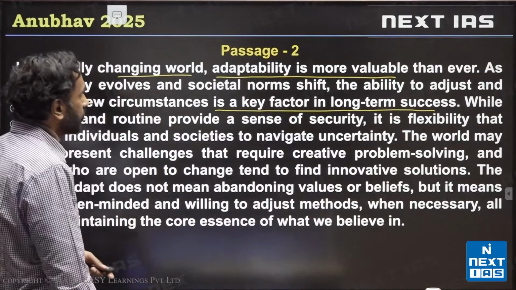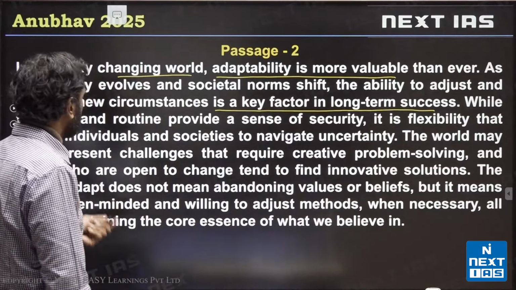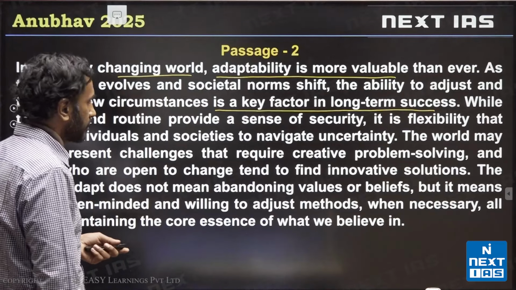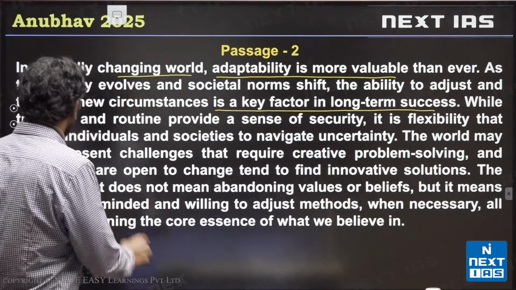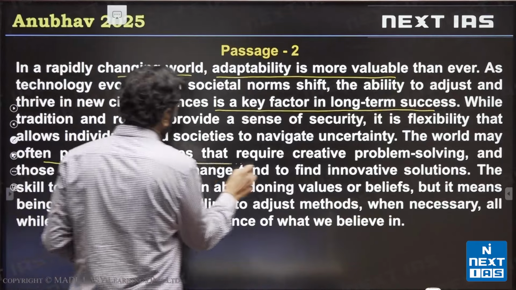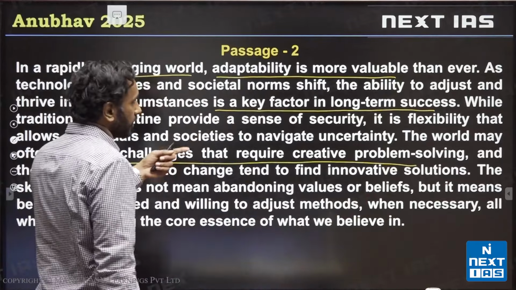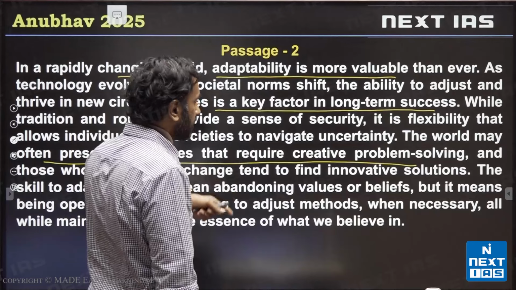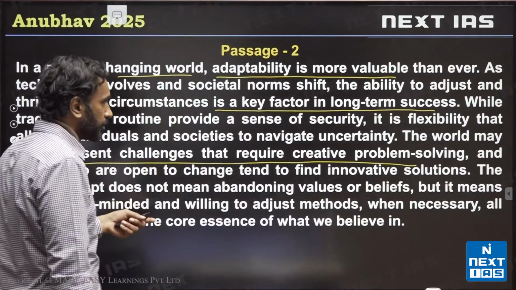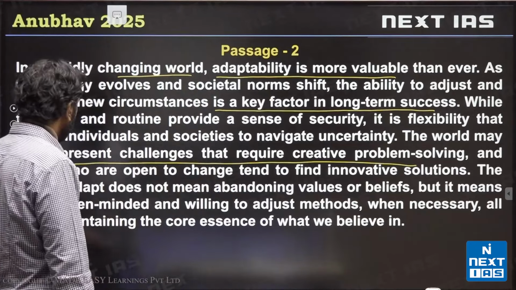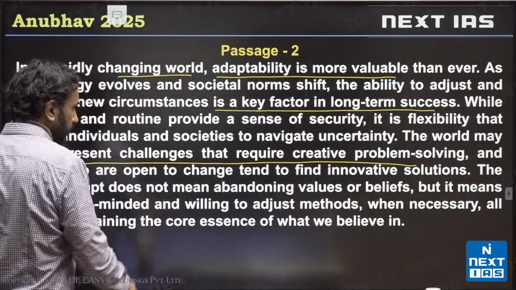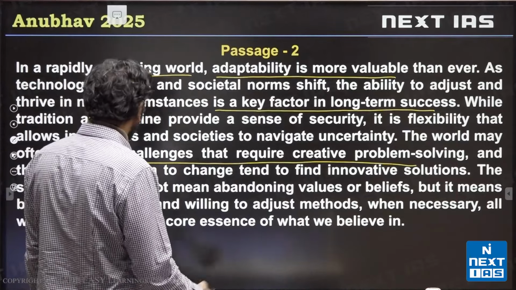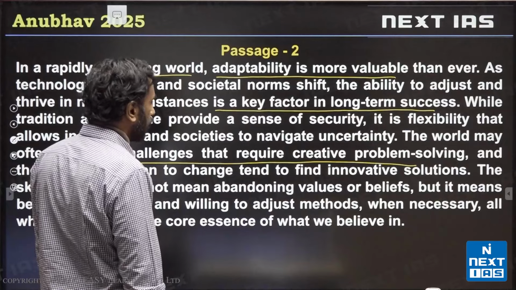While tradition and routine provide a sense of security, it is flexibility that allows individuals and societies to navigate uncertainty. The world may often present challenges that require creative problem solving, right? So again, the challenges of the world can be solved by adaptability, by creative problem solving. And those who are open to change find innovative solutions. The skill to adapt does not mean abandoning values or beliefs, but it means being open-minded, willing to adjust methods when necessary, all while maintaining the core essence of what we believe in.